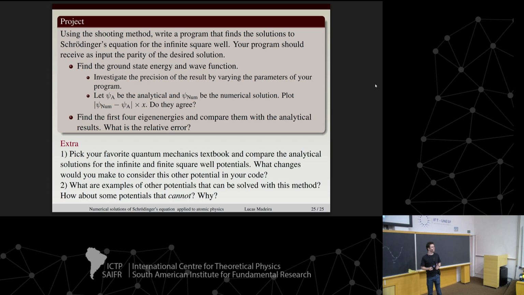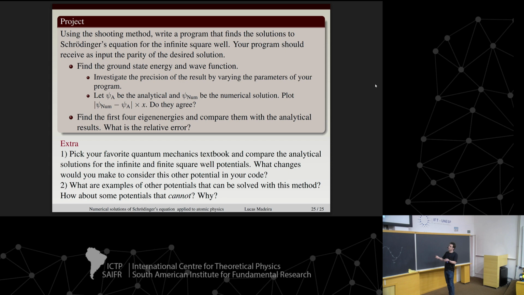And then, once this thing is working for the ground state, you can think of how to extend this code to find the excited states. Okay? So I'm saying here 4, but you can do as many as you want. And then you will have the energies, and you know the analytical results. Compare them and tell me what's the relative error. Okay. So this is the exercise.